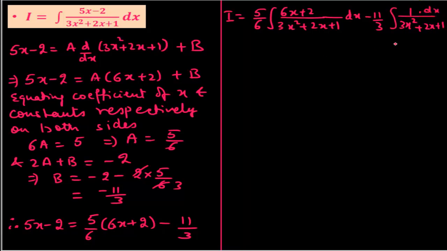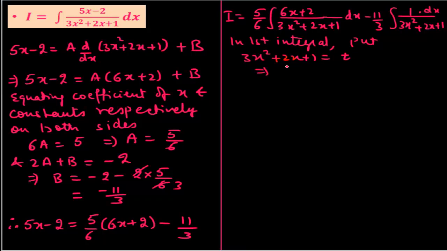Okay, now see. Second integral is of the type where the numerator has become constant. So this I will convert into 2 perfect square. But if you look at the first integral, you will see here substitution is possible. So in the first integral, we will put 3x square plus 2x plus 1 is equal to t. So this will imply 6x plus 2 dx is equal to dt.